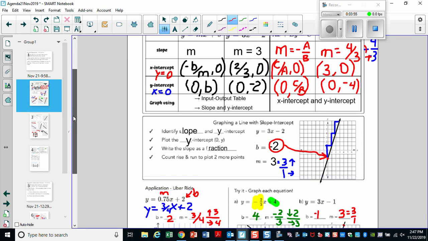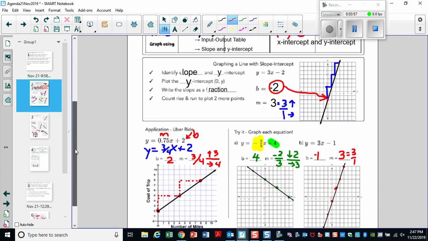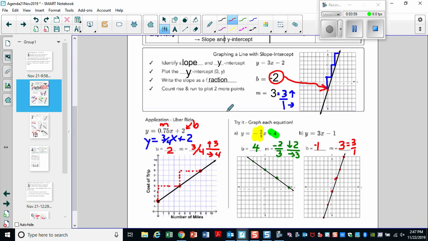So now for this section here, graphing a line with a slope and a y-intercept. You identify your slope and y-intercept, which most times you're going to get straight from the equation. So 3 times x, your slope is the coefficient of your x term, I'm sorry. So 3 is your slope.